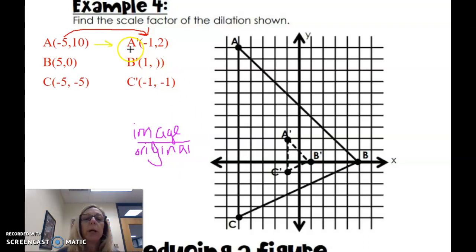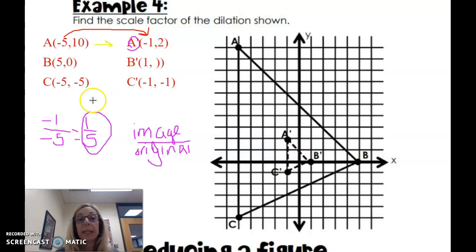So my image point is always my prime notation right here. So if I'm going to take negative 1, which is my x-coordinate, and I'm going to put it over my original, which is negative 5, the x-coordinate. Well, what's a negative divided by a negative? Hopefully you're saying it's a positive. And the simplified form of that is 1/5. So guess what I'm multiplying by each time? 1/5. 1/5 is now my scale factor.